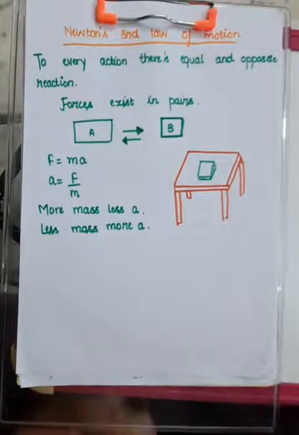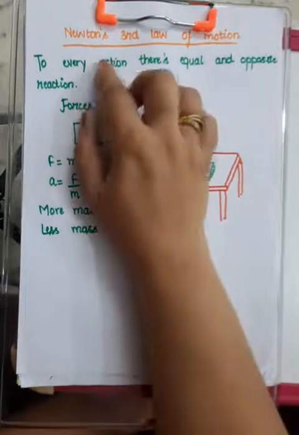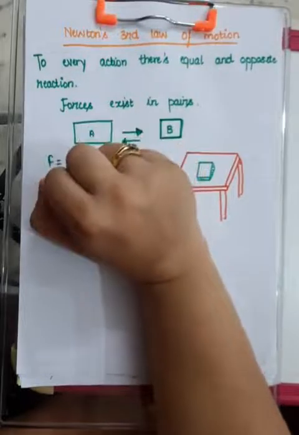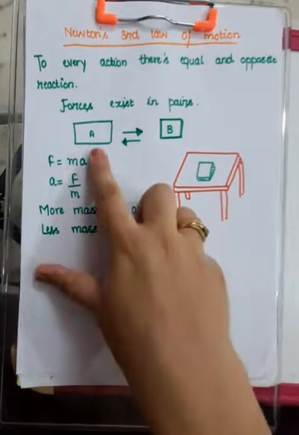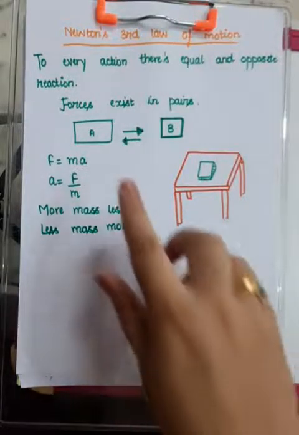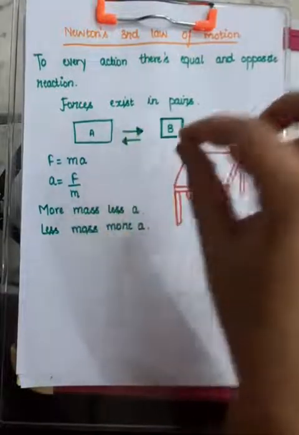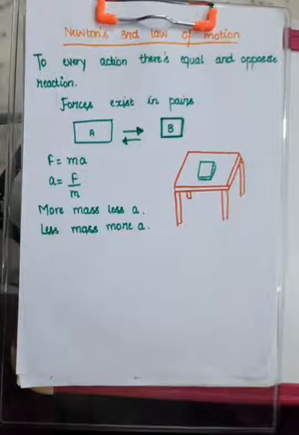Dear students, in this video we are going to discuss Newton's third law of motion, which says that to every action there is an equal and opposite reaction. Which means if there are two bodies like A and B, and these two bodies are interacting with each other, such that if body A is applying some force on body B, then body B will apply the same amount of force on body A, but in the opposite direction.